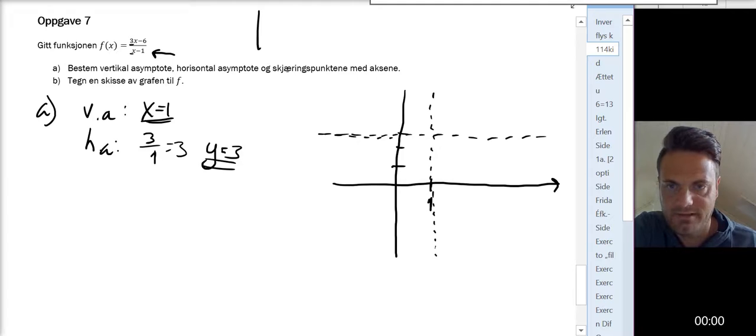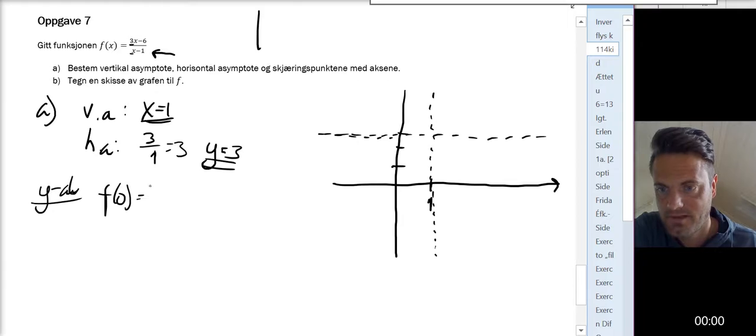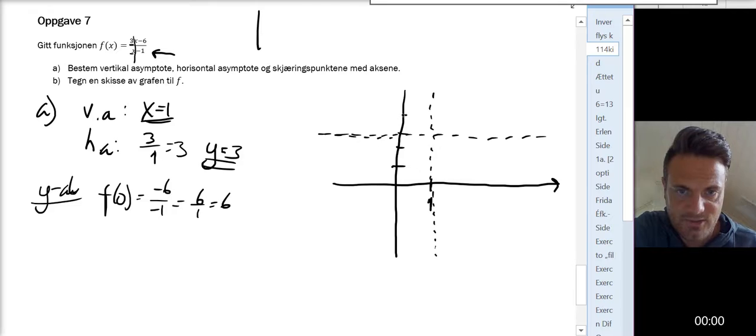And then we want to find the intersection points with the y-axis and the x-axis. Let's take the y-axis first. To find the intersection with the y-axis, we have to calculate f of 0. And when x is 0, these two terms ahead here disappear. So we're left with minus 6 divided by minus 1, which is 6 divided by 1, which is 6. So it's going to intersect the y-axis at 6 here. 3, 4, 5, 6 here.